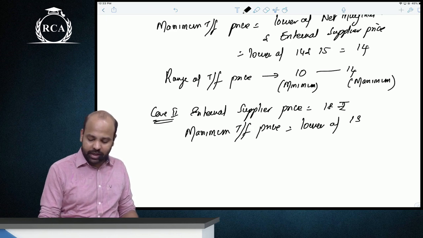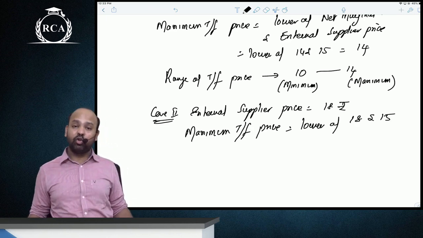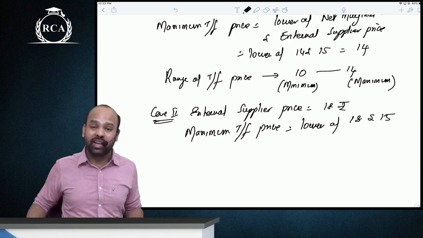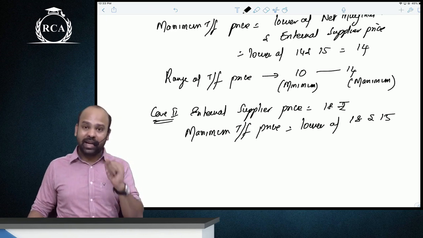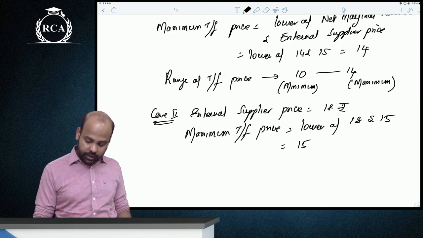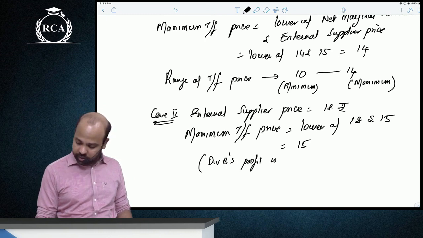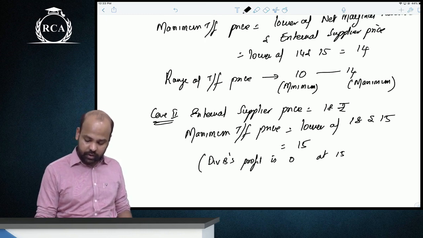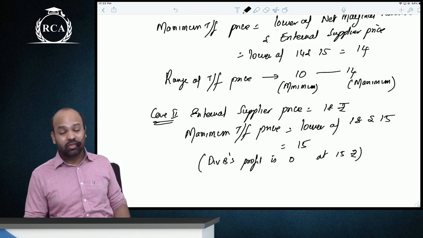He knows that he can procure from the external market at 18 rupees. But then why will he buy at 18 rupees and incur losses? Instead, beta, the maximum that he will pay is 15 rupees. Remember, beta, division B's profit is 0 at 15 rupees. Let us not forget this.